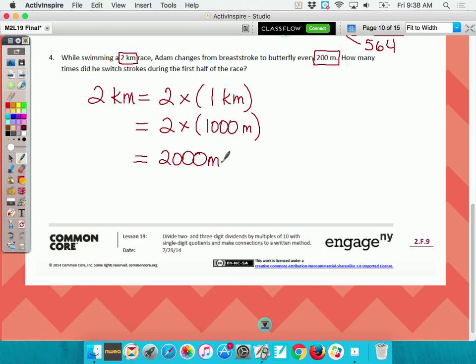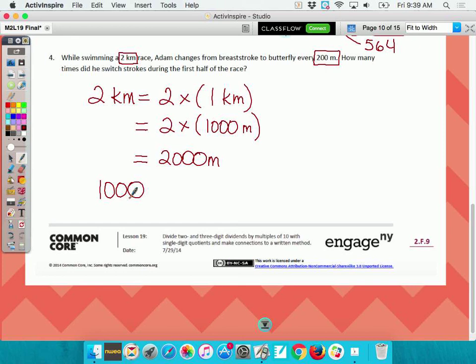Now what does the question say? How many times did he switch strokes during the first half of the race? Okay, so my question here is, how much is the first half of the race? Go ahead, tell me. 1,000 meters, okay? And how often did he switch strokes? Every 200 meters. So he would go probably 4 times, and then he would switch strokes, okay?